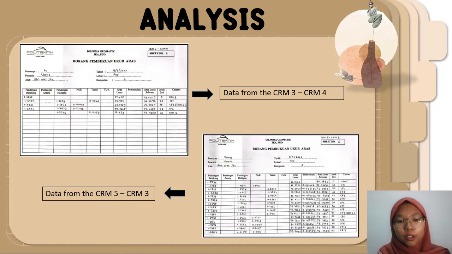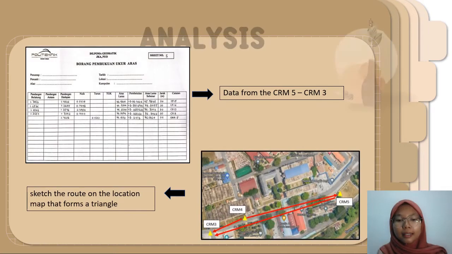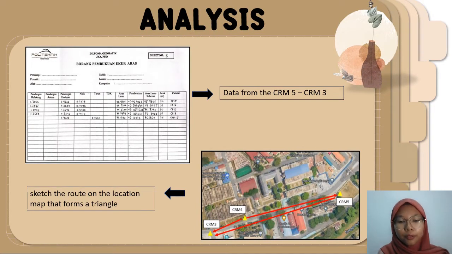Then we continue to analyze the data from CRM3 to CRM4 to get the new triangle. Then the data from CRM5 to CRM3, and we sketch the route on the location map that forms a triangle. The second triangle is like the picture given. So here we get a 2 triangle loop.